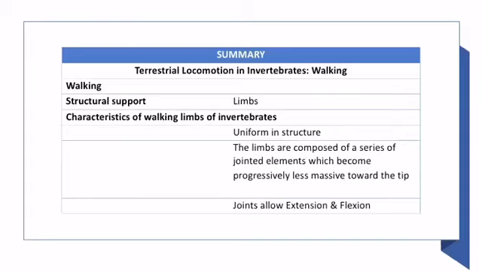Characteristics of walking limbs of invertebrates include the uniform structure of the limbs. The limbs are composed of a series of jointed elements which become progressively less massive towards the tip. The joints present in the limbs of these terrestrial invertebrates allow extension and flexion. So this was all about the walking of terrestrial invertebrates. I hope you understood this topic well.